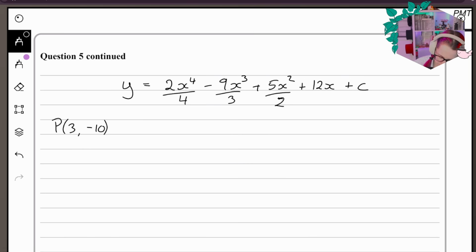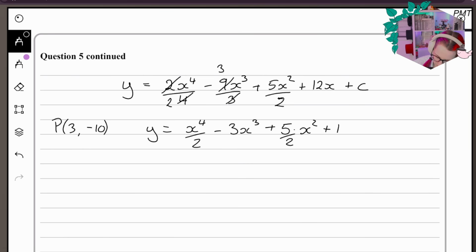I might tidy it up first, actually. So we get y is, so 2 and then 4, so those cancel and we are left with 2. 9 cancels, divide by it goes to 3. 5 over 2 is 5 over 2. So we get x to the power 4 over 2 minus 3x cubed plus 5 over 2 x squared plus 12x plus c. Not too tidy, but slightly better.